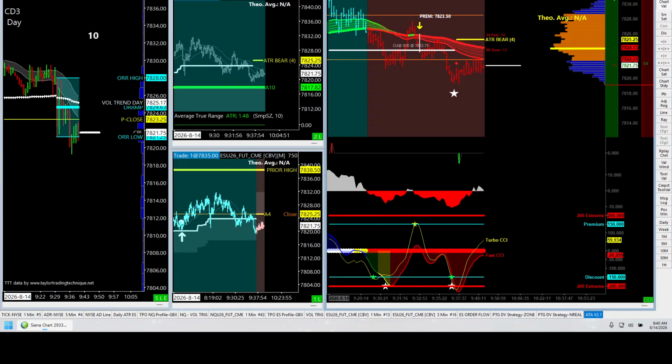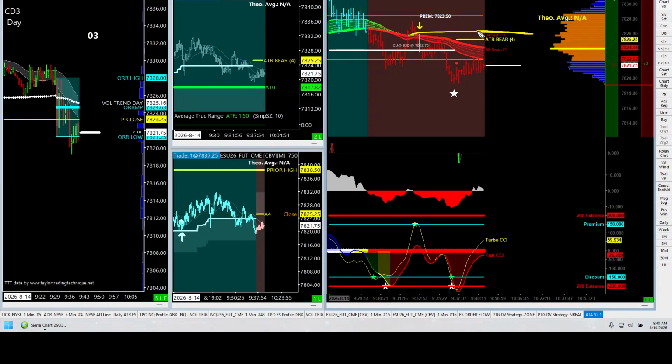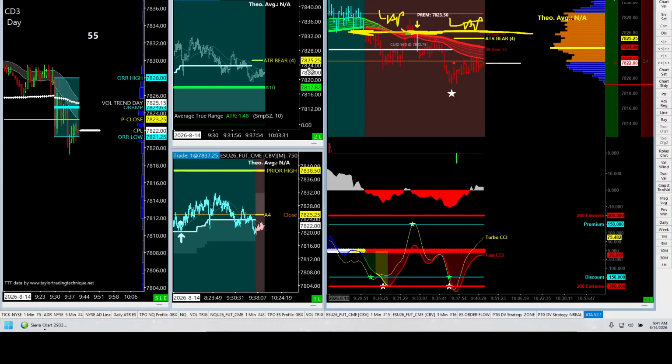BLT was the horizontal line. Okay, yeah, 26s. Yep. Or, law of alternating pivots. Support here, resistance there. However you want to describe it.